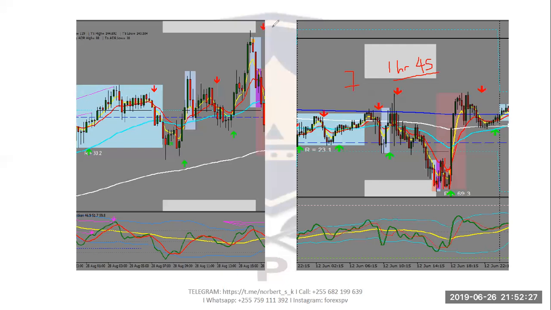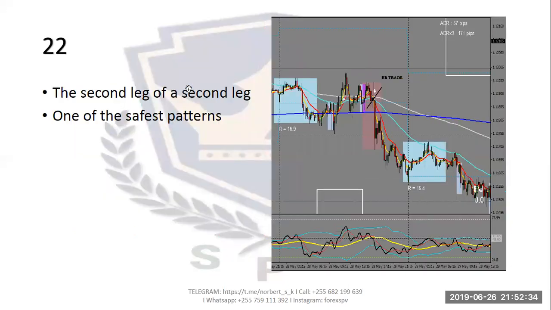So if you see your M has 7 candles or 7 plus candles, then it's a good M or a good W. We have the 22 pattern, second leg of a second leg. One of the safest patterns in price action, they call it the triple top or the triple bottom. Like the dealer has hit the top 3 times or has hit the bottom 3 times.